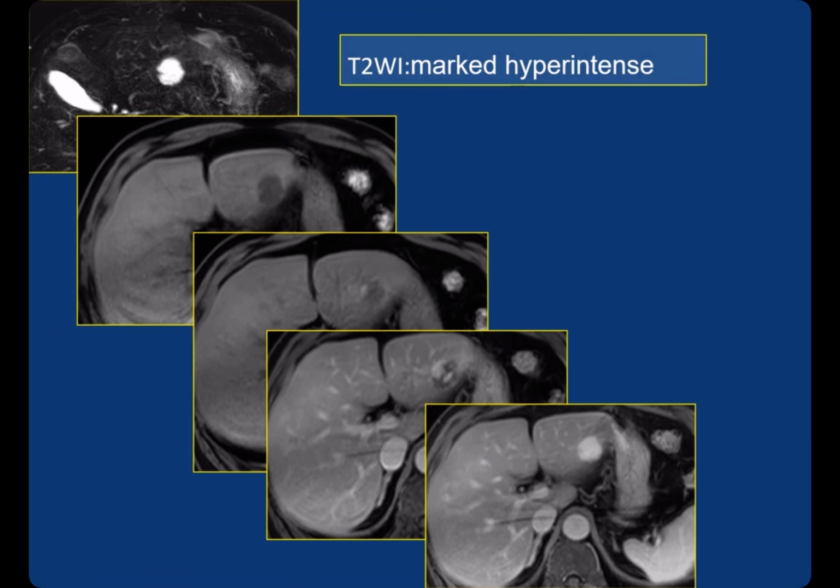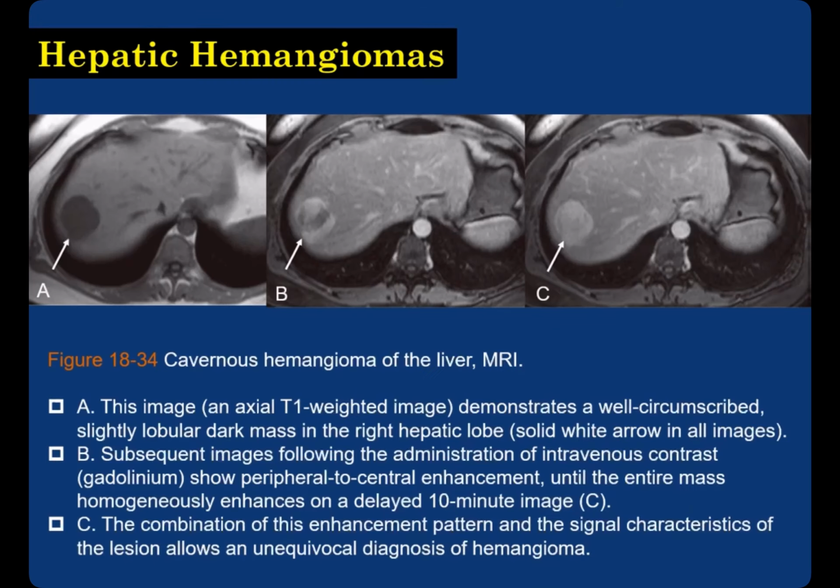This is another example of hemangioma. We can see marked hyperintensity on T2 images and also nodular peripheral enhancement on arterial phase, and then flush inward, and then nearly the whole tumor enhancement, named the inward contrast phenomenon. MRI images of cavernous hemangioma of the liver.